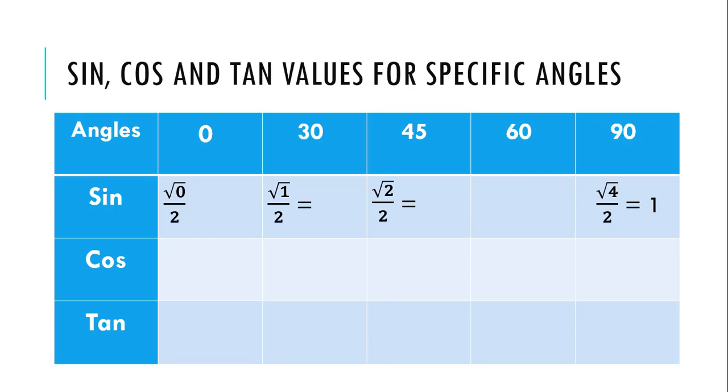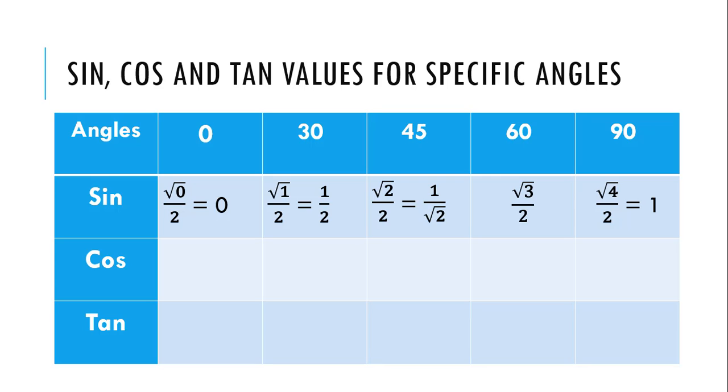Now the square root of 0 is 0 only, so the value at sine 0 degrees is 0. The square root of 1 is 1, so sine 30 degrees is 1 by 2. Now we can simplify square root of 2 divided by 2 and we will get 1 by square root 2. So the value at sine 45 degrees is 1 by square root 2. The value at sine 60 degrees is simply square root 3 by 2, and the value at 90 degrees is 1, as square root of 4 is 2. So you will get the fraction 2 divided by 2, and that will be equal to 1.